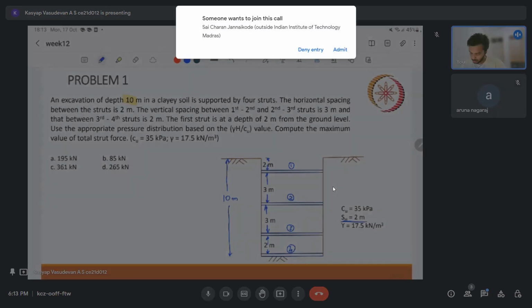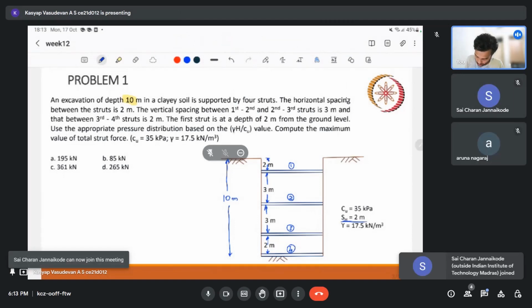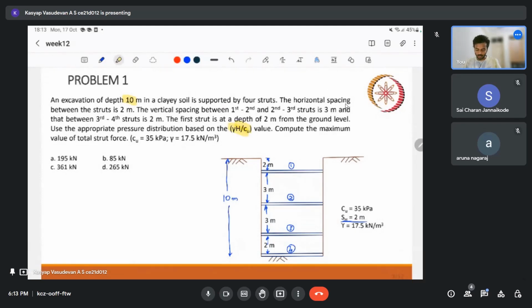Use the appropriate pressure distribution based on the gamma H by cu value. We need to find gamma H by cu, and compute the maximum value of total strut force. We have four struts, and they will be carrying some compressive loads, as we can imagine. During the excavation itself we must have the appropriate cross section area required. In order to decide that, we should know these strut forces. So let us see.